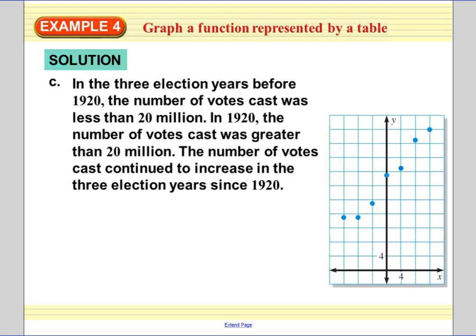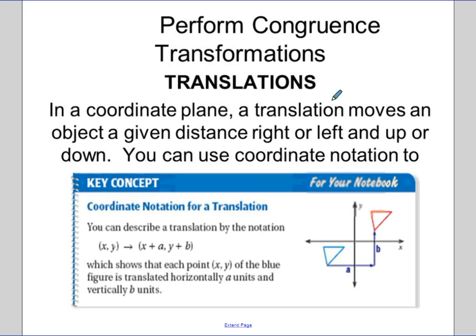Okay. The second part of our lesson today is going to be talking about something called transformations. So if we are performing transformations in a coordinate plane, it means we're just moving a point or a figure around on the coordinate plane. So when we're talking about a translation, it means that we're moving an object a given distance left or right or up and down, okay? And you can use the coordinate notation to explain this.